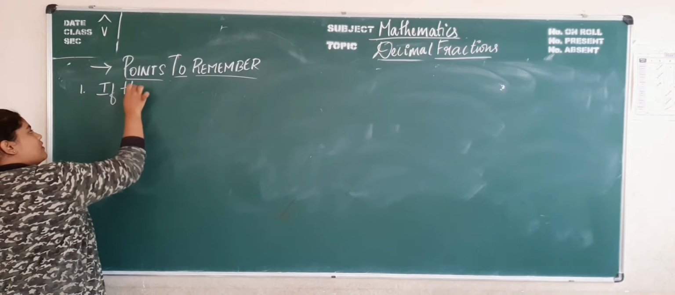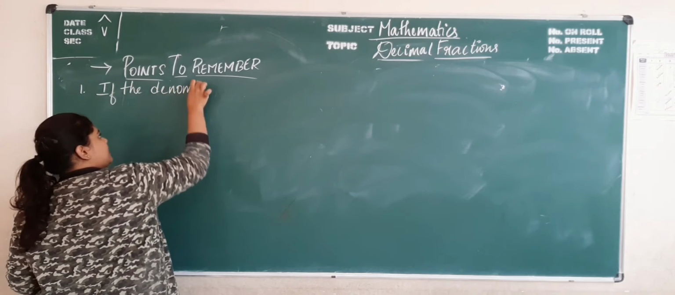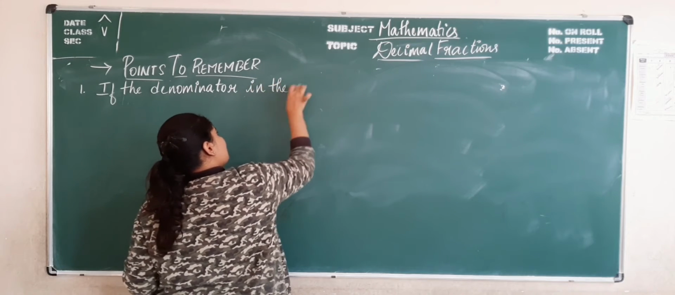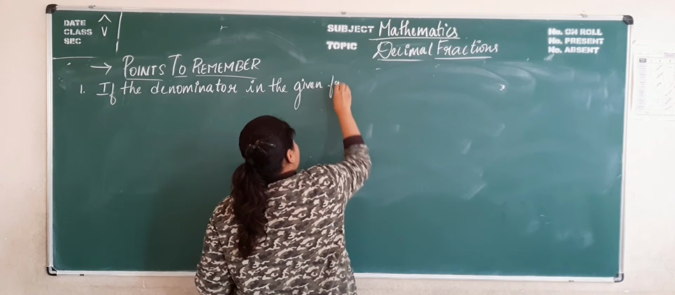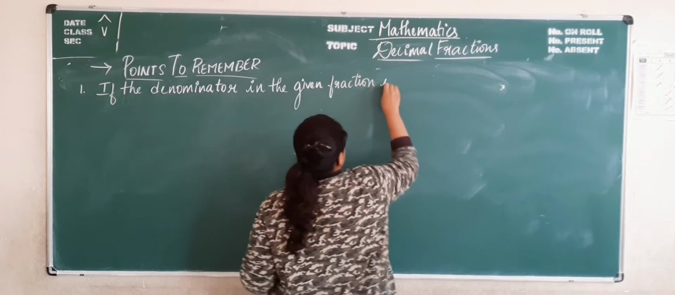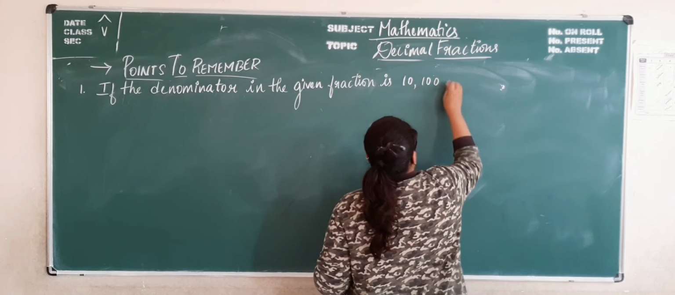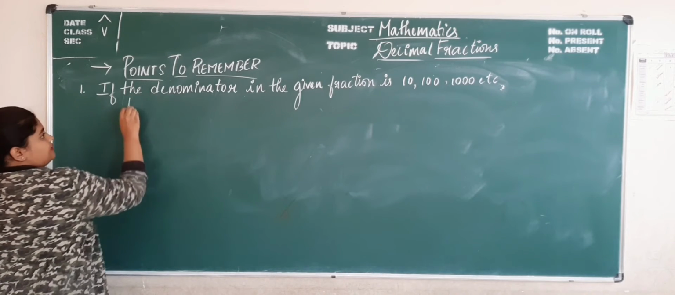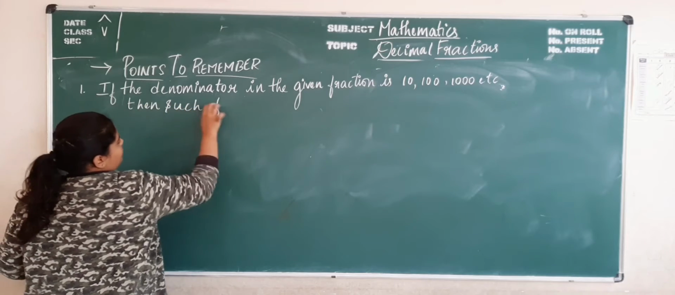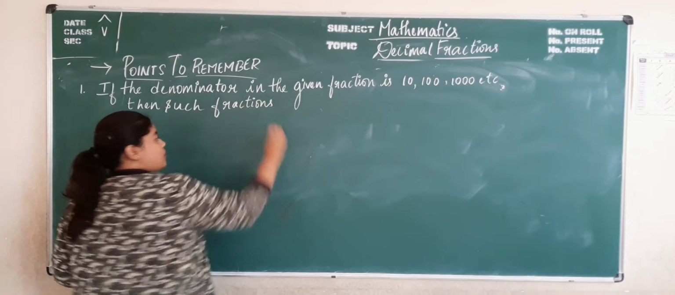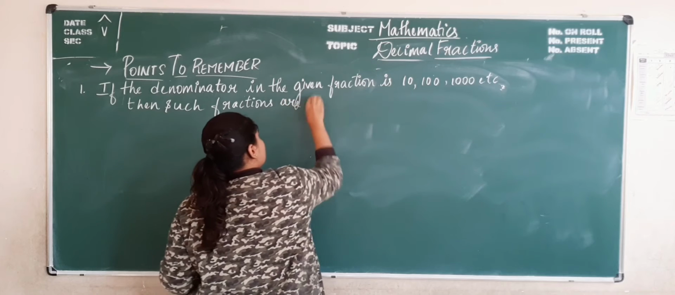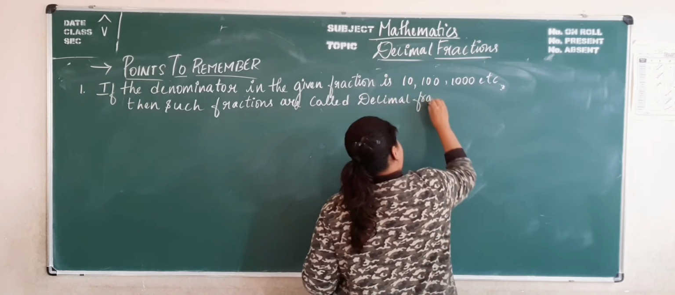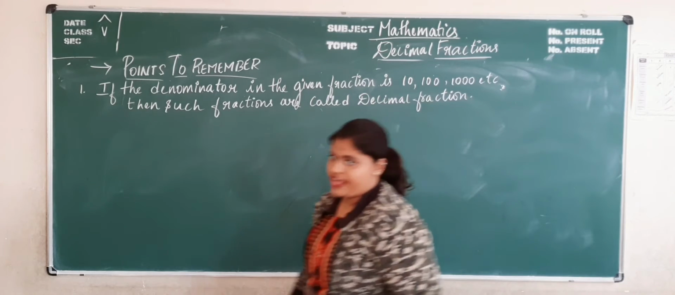If the denominator in a given fraction is 10, 100, 1000, etc., then such fractions are called decimal fractions. Take an example.